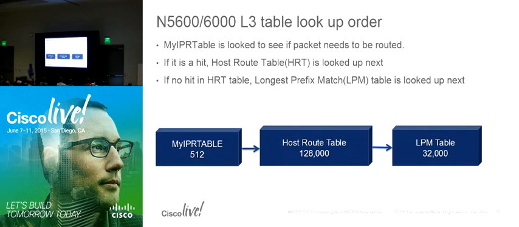So if it's a hit against this, the next table which gets matched is the default 128K host route table. And again, that can be changed if needed, meaning it can be increased or decreased. If there's not a hit against the HRT table, the next table which gets matched is the longest prefix match table. Again, this is common sense routing, longest prefix match routing.